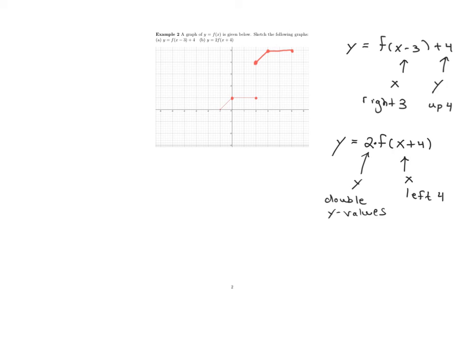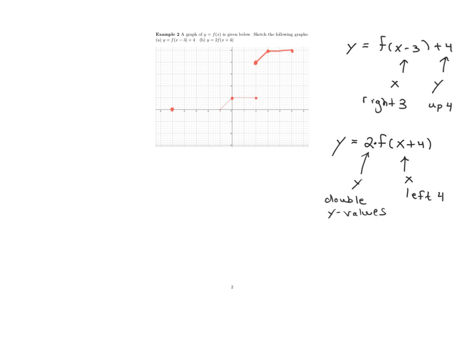So I'll start with my original graph. Let's start with this point here, -1, 0. So it's going to go 4 places to the left. Now the y value is 0 here. So if you double it, you're multiplying 0 by 2. So it actually doesn't go up or down, it stays right where it is. So we get -5, 0.